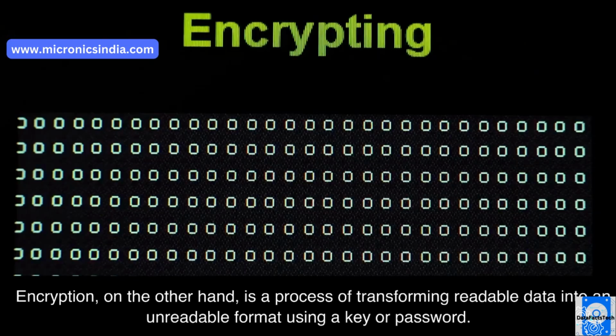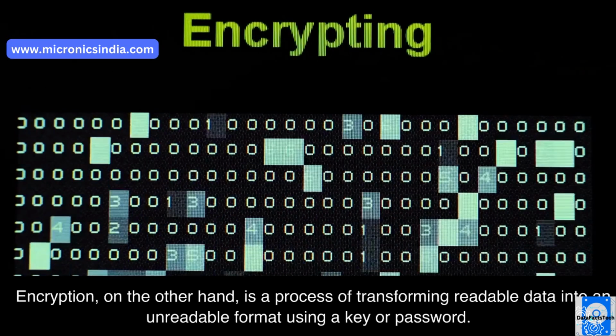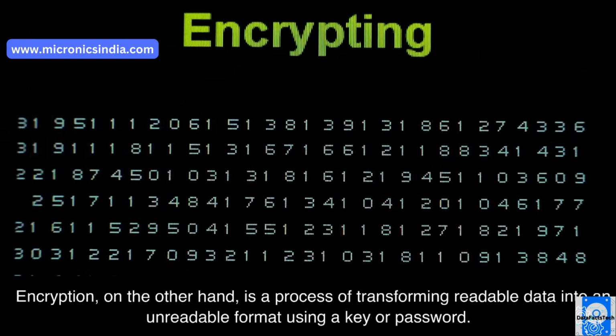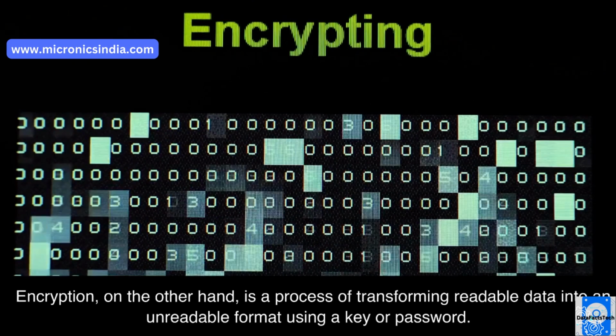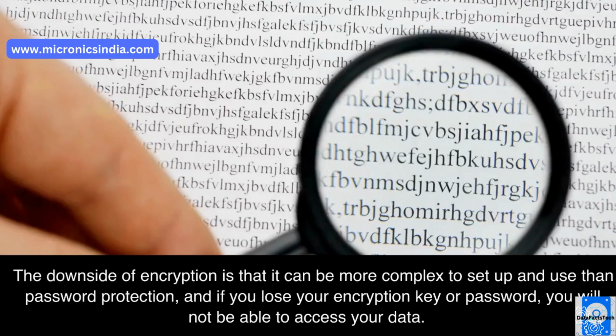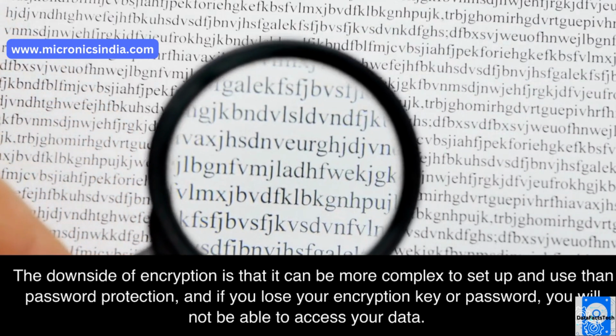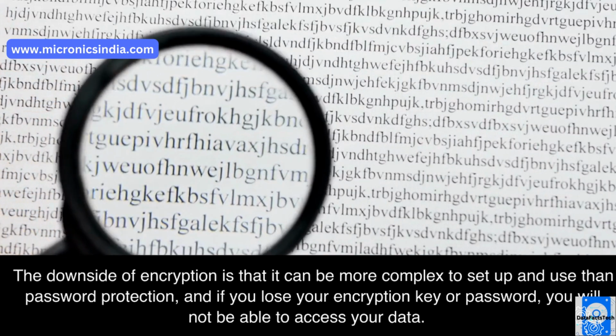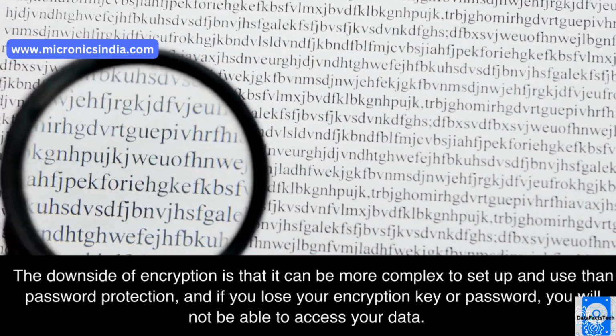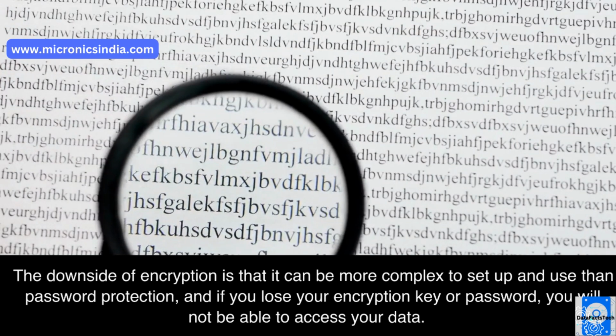your data. Encryption, on the other hand, is a process of transforming readable data into an unreadable format using a key or password. The downside of encryption is that it can be more complex to set up and use than password protection, and if you lose your encryption key or password, you will not be able to access your data.